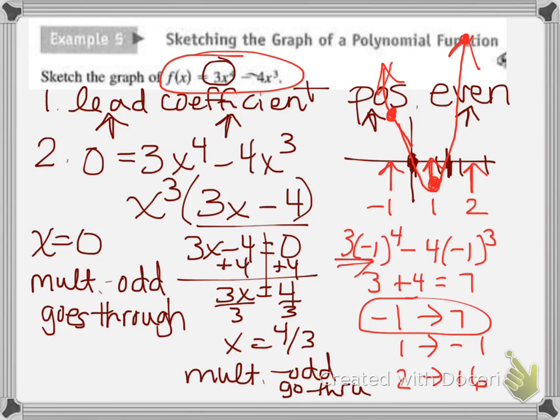No, I just chose, you know, our zeros were 0 and 4/3. So what I did is I chose an easy number to the left of 0. I chose an easy number between 0 and 4/3, and I chose an easy number to the right of 4/3.